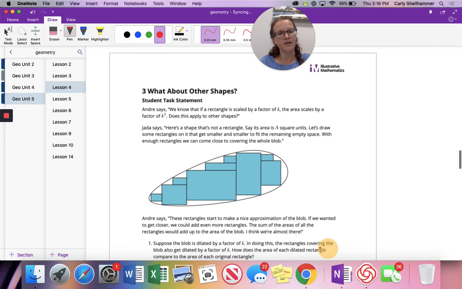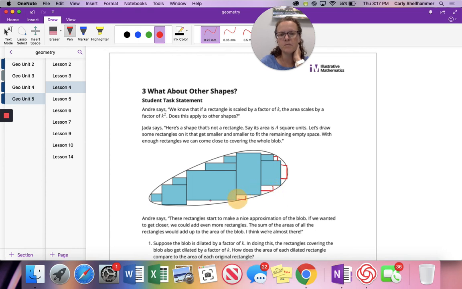All right, what about other shapes? Andre says we know that if a rectangle is scaled by a factor of K, the area scales by a factor of K squared. Does this apply to other shapes? It does. Jada says, here's a shape that's not a rectangle. Say its area is A square units. Let's draw some rectangles on so it gets smaller and smaller to fit the remaining empty space. We could draw an infinite number of rectangles to fill this empty space.